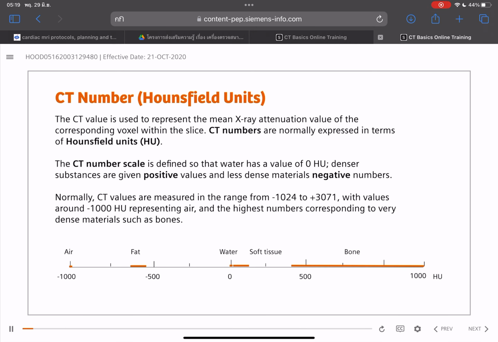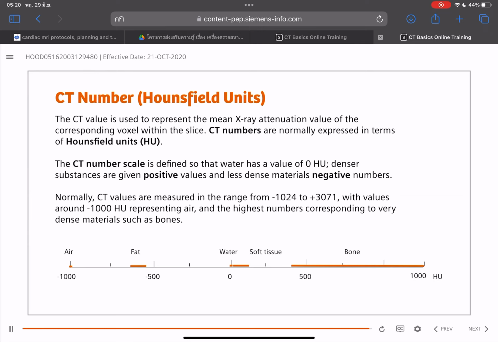The CT value is used to represent the mean X-ray attenuation value of the corresponding volume element, or voxel, within the slice. CT numbers are normally expressed in terms of Hounsfield units. The CT number scale is defined so that water has a value of 0 Hounsfield units. Denser substances are given positive values, and less dense materials negative numbers. Normally, CT values are measured in the range from minus 1024 to plus 3071, with values around minus 1000 Hounsfield units representing air, and the highest numbers corresponding to very dense material such as bones.